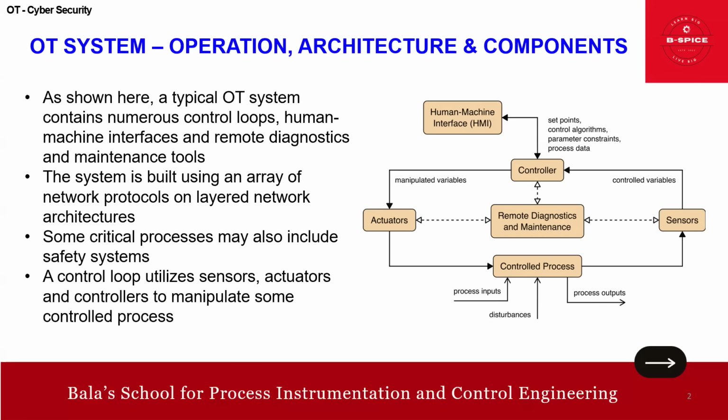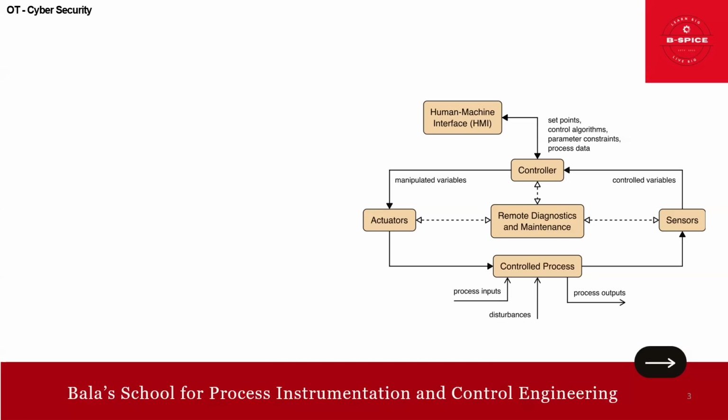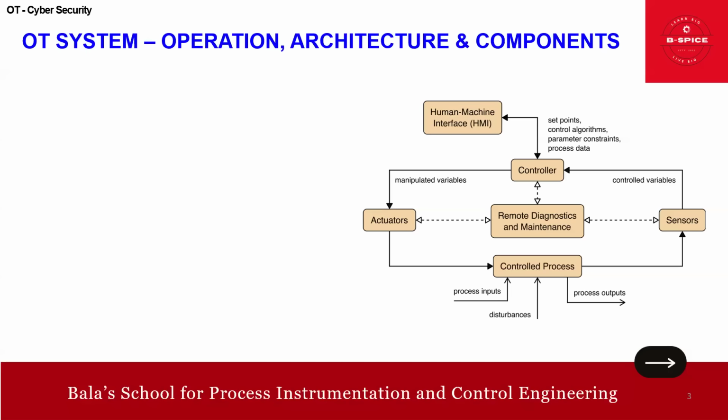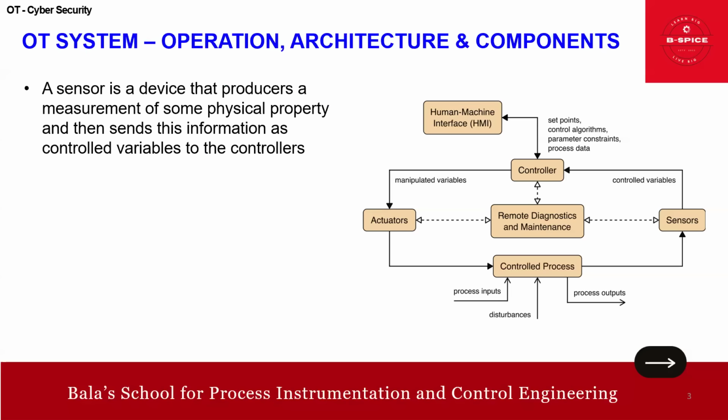A control loop utilizes sensors, of course, actuators, and controllers to manipulate the controlled process. It's very basic. Of course, many of you are aware, but again, I want to touch upon it a bit before going into the design. So let's continue with the operation, architecture and components.